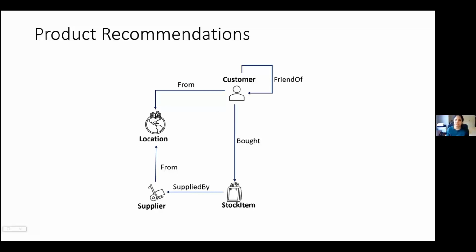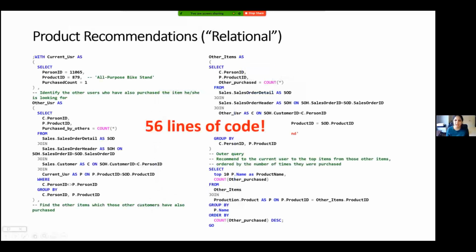But if you were to create the schema in a relational database and write that product recommendation query, it will look like this. You take your current user who is buying a product, then you find out which product they are buying. Then you find other users who have bought this particular product. Once you know the other users who have bought this product, you go and find the other items that these other users have bought so that you can make recommendations.